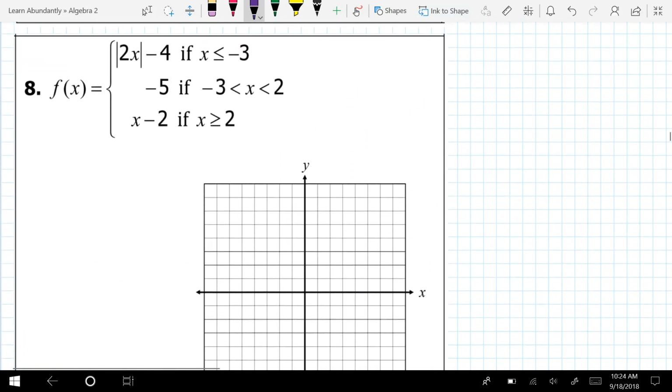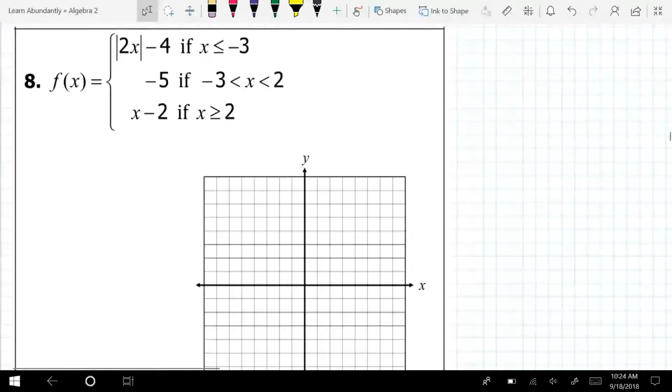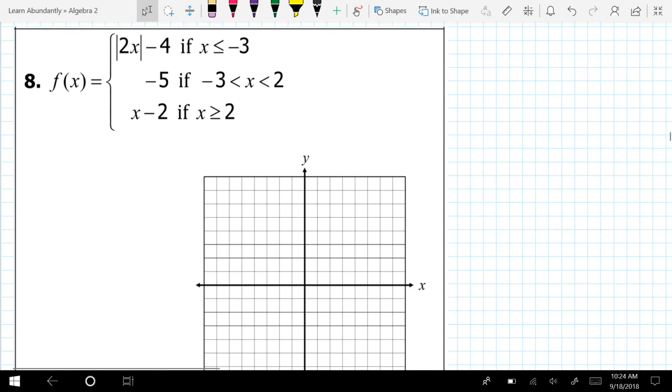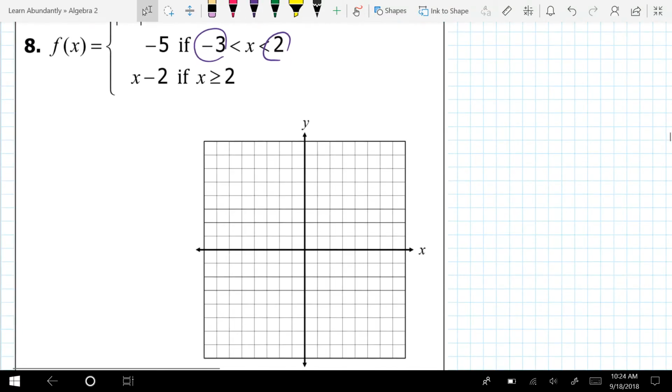This next one, however, is a little bit more involved. For one, there's 3 things going on. I'm going to go ahead and draw just my boundaries at -3 and 2. And this is just for me to keep it kind of organized. So I'm kind of drawing my boundary lines, because I know at those invisible lines, I'm switching functions.